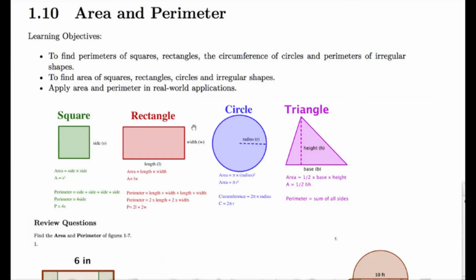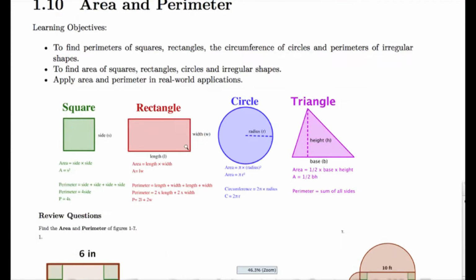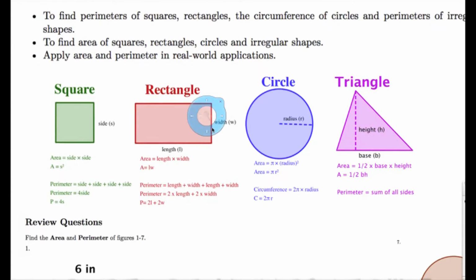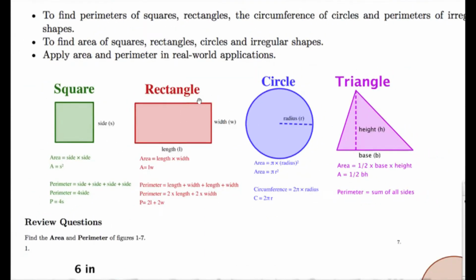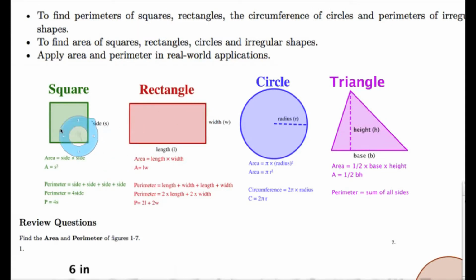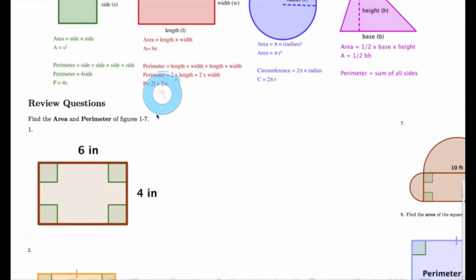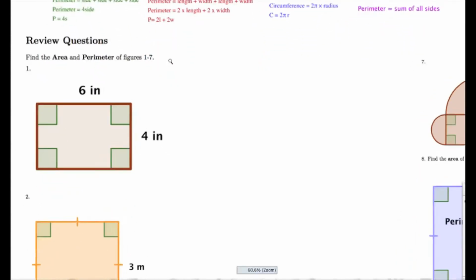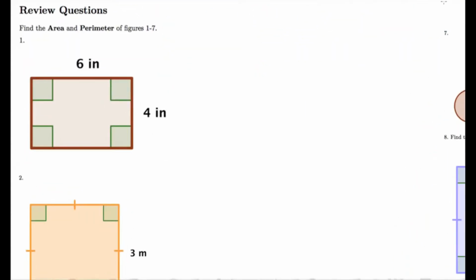This is 1.10 area and perimeter. You guys should already have your formulas for the perimeter and area of a square, rectangle, circle, and triangle. So I'm going to go over some of the homework. Let's start off with finding the area and perimeter of figures 1 through 7. Let's first start off with the area.